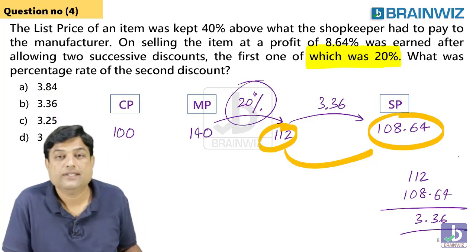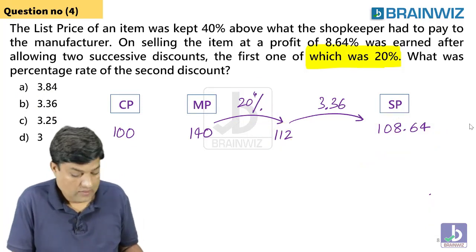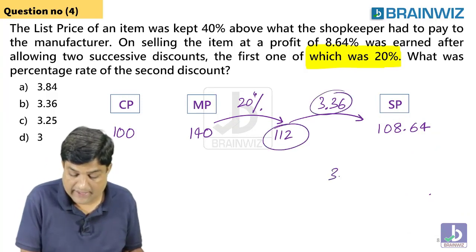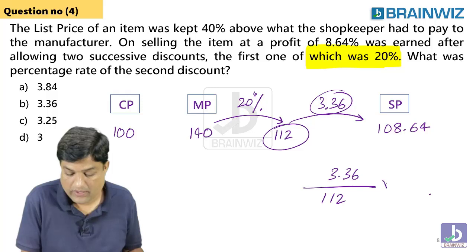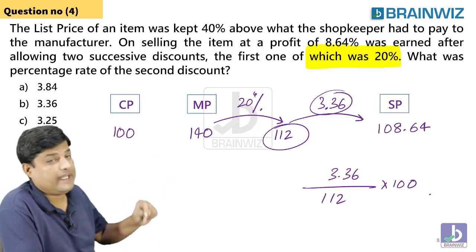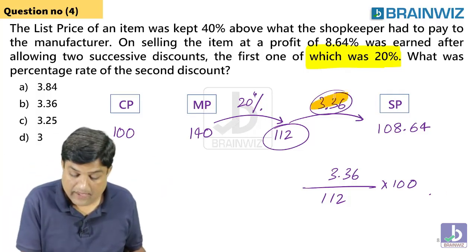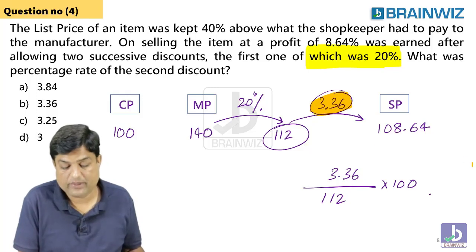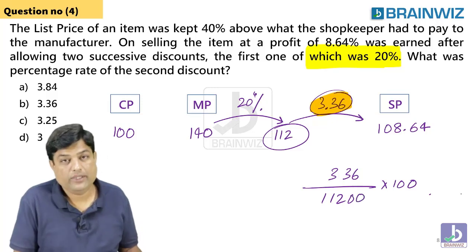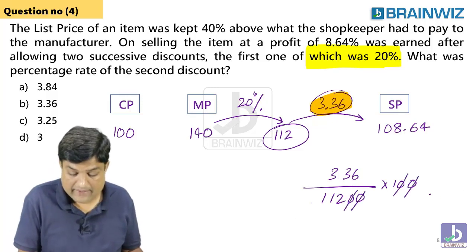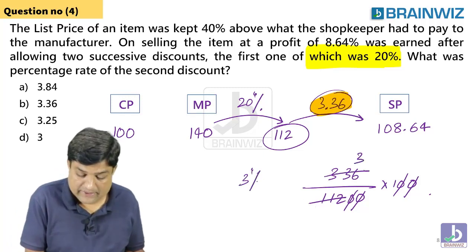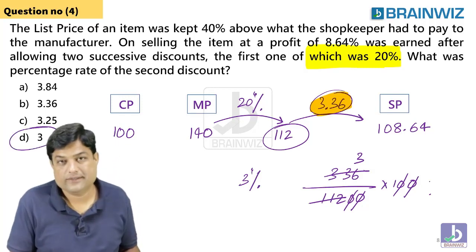But that's not the final answer. We have to calculate the percentage. He has reduced 3.36 rupees on 112 rupees, so 3.36 divided by 112 gives the percentage. The first discount is 20%, and the second discount I am calculating by seeing the gap. When I remove the dot, it becomes two zeros, 0 0 cancel, and 112 threes are 336. So I can say this is a 3% discount he has offered, and that is the correct answer.